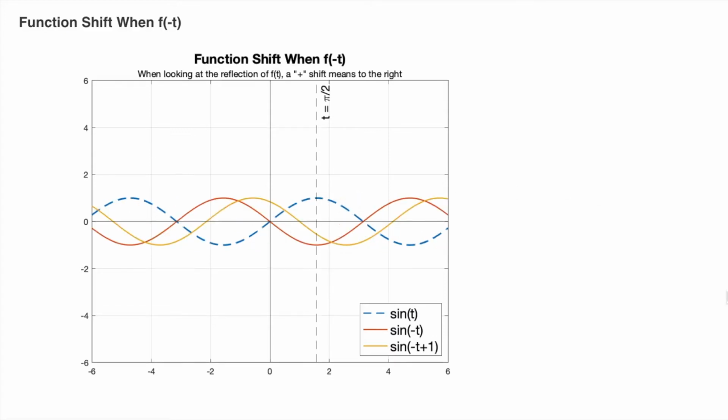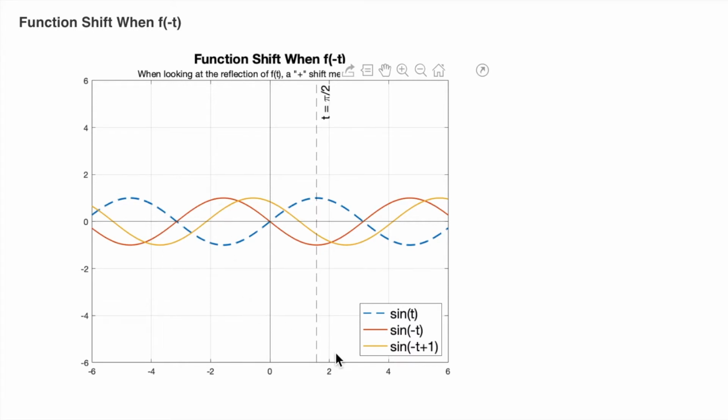Now, this is when things get a little bit more complicated. What happens when we have a function that has been reflected in the y-axis? Does a positive shift mean going to the left or going to the right? So if we have a look at the blue dotted line, that's our sine t function over here. We've got t equals pi on 2, so for the first quarter cycle. And then we have the red line, which is sine minus t. So sine minus t is a reflection in the y-axis. So if you can just take a moment to notice that, the red line here is being reflected in the y-axis.